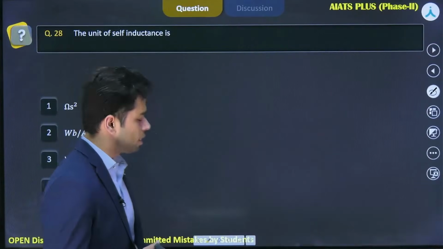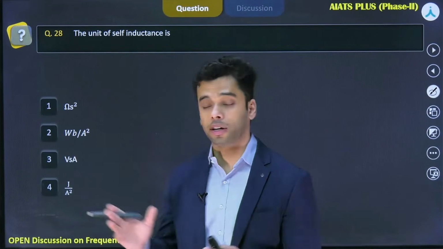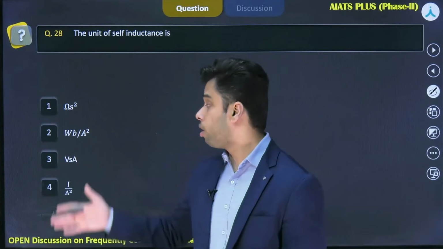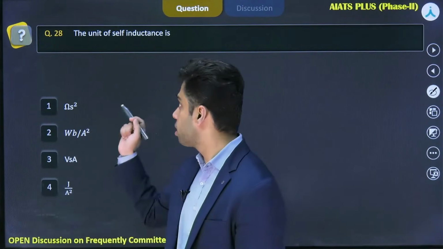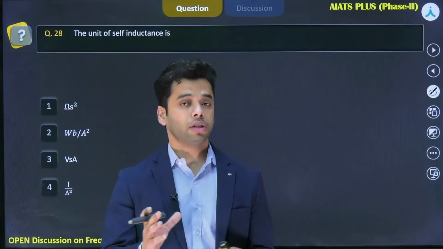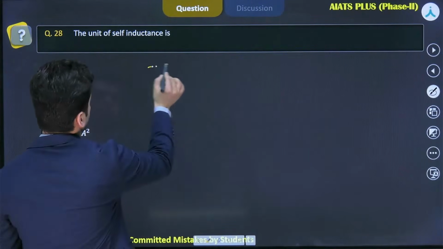Unit of self-inductance is. So this time you need to find the unit of self-inductance, but not the SI unit. You have been given different units and you need to pick the right unit of the self-inductance from these options. Now this question can be a little bit tricky. So let me do it for you.